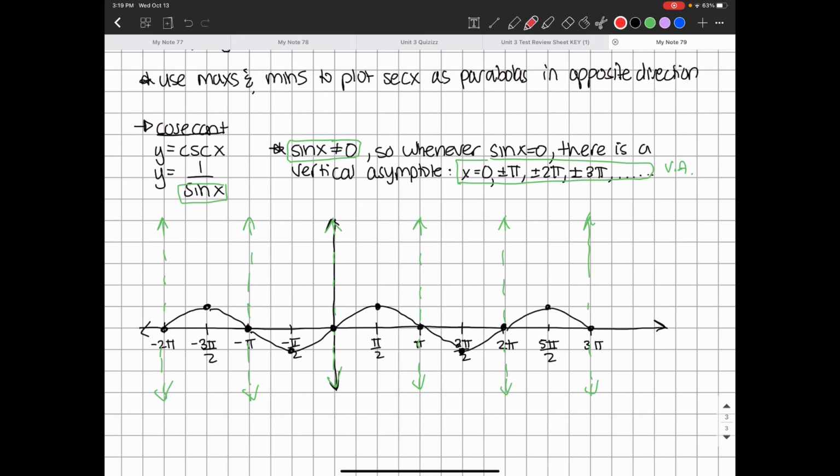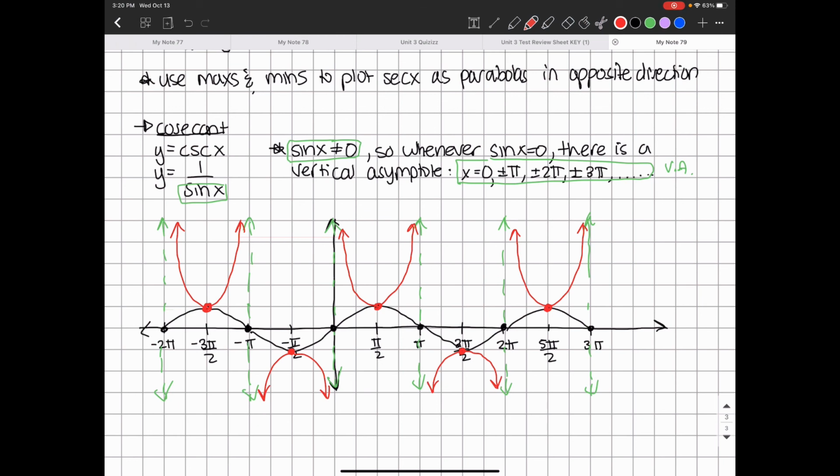I'm using the maximum to go opposite direction of the sine graph, making a parabola that's getting closer and closer to the asymptotes on both sides. Here I'm using the minimum, so I'm going to be doing a downwards parabola like this. Here I have a maximum between these two asymptotes, so I make an upwards parabola like this. This is a minimum, so I'm making a downwards parabola like this. This is an upwards parabola since I'm using the maximum. And that's what my cosecant graph will look like.